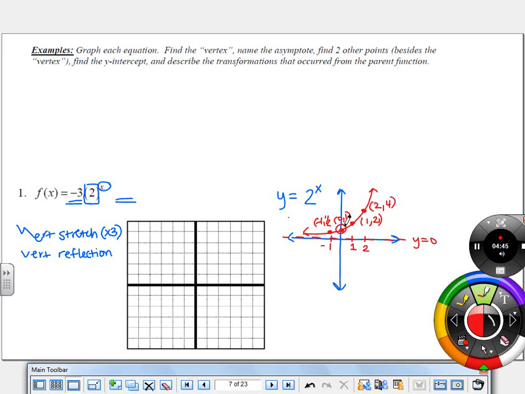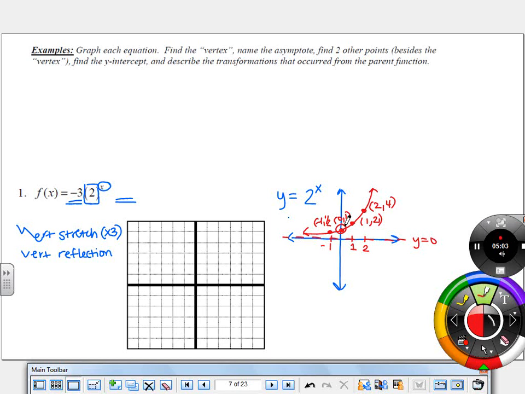What we're going to do with that function is we're going to reflect it, and then we're going to stretch it. Okay? So when we vertically reflect it, what's going to happen to the way our graph looks? It's going to flip over what?